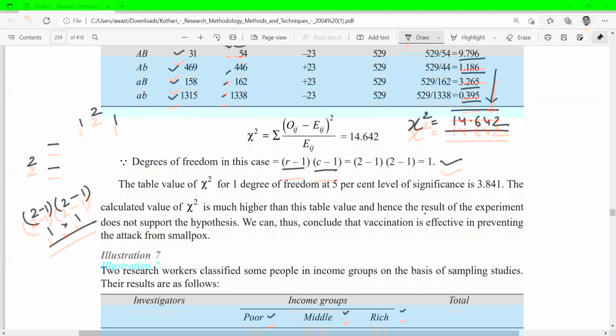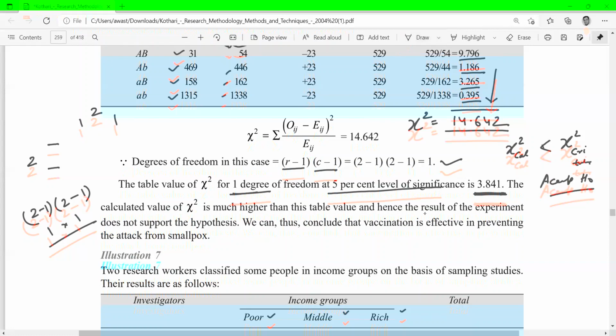If we check the table for the chi-square value at the 5% level of significance and 1 degree of freedom, the critical value is 3.845. And I told you that if your calculated value of chi-square is less than the critical value, or table value, you will accept the null hypothesis. But in this case, our calculated value is more than the critical value.